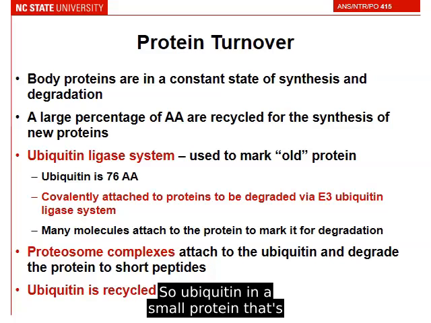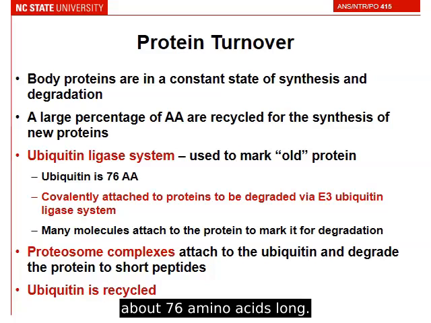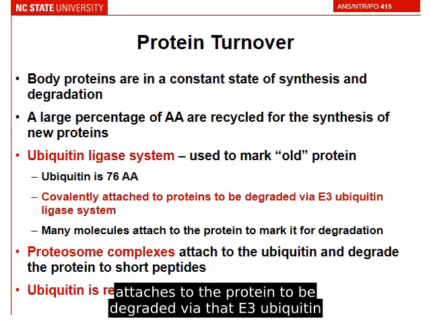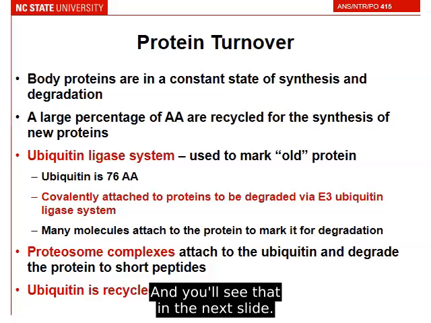So ubiquitin is a small protein that's about 76 amino acids long, and it marks the old protein, and it covalently attaches to the protein to be degraded via the E3 ubiquitin ligase system, and we'll talk about that. You'll see that in the next slide.